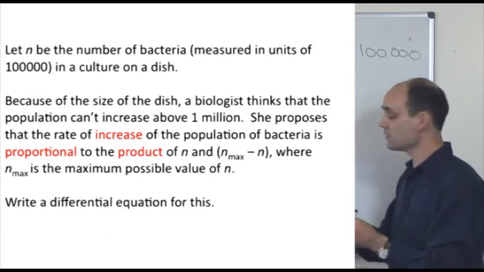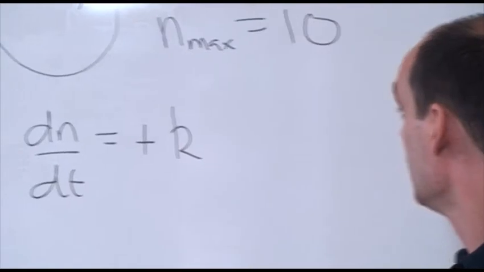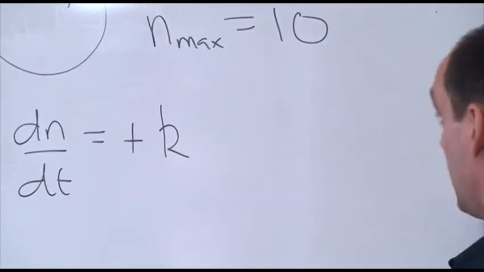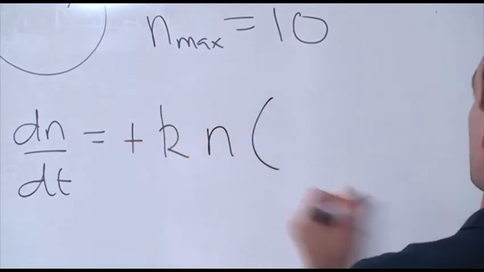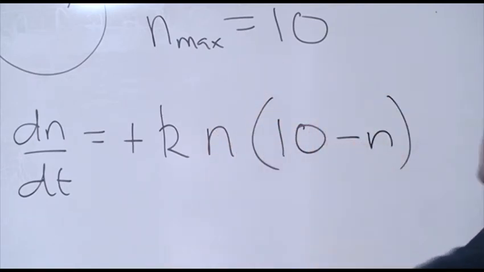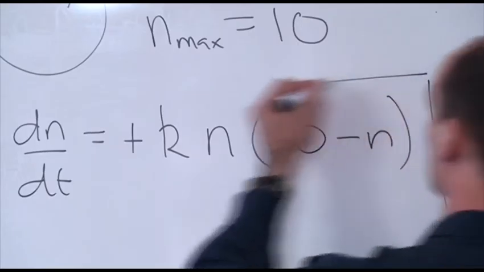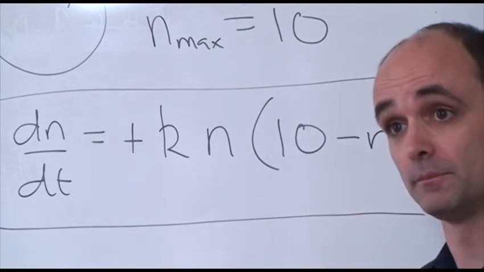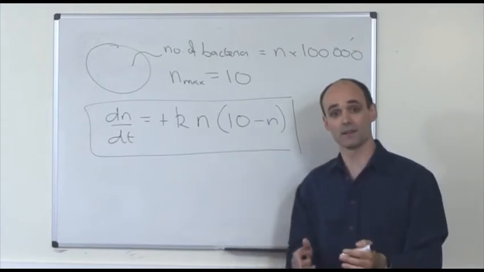And then it says it's proportional to the product of n and n max minus n. So if it's proportional to a product, that means one thing multiplied by another thing. Well, n max is 10, so that's 10 minus n. And that's it. Simple as that. That's the differential equation which works for the model that this biologist has proposed. And in a few minutes I'll say something about how you might go about solving that kind of differential equation.